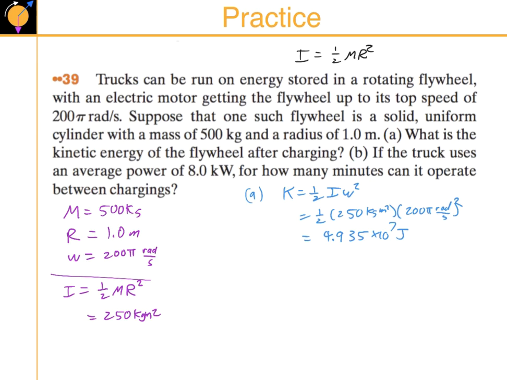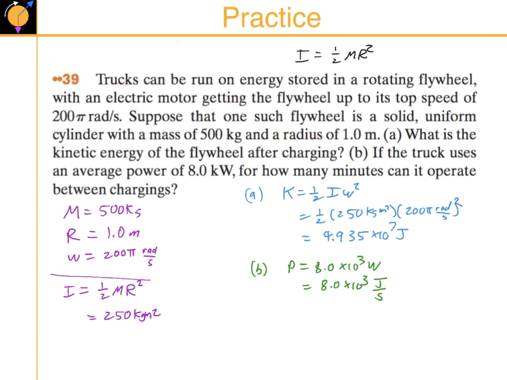Now it's saying that the truck uses power of 8 kilowatts. So the power used by the truck is 8.0 kilowatts, so 8.0 times 10 to the 3 watts. Remember what a watt is. It's the rate at which energy is used. So it's joules per second.